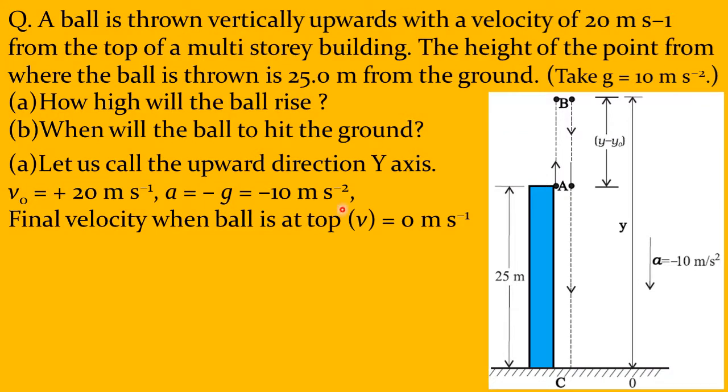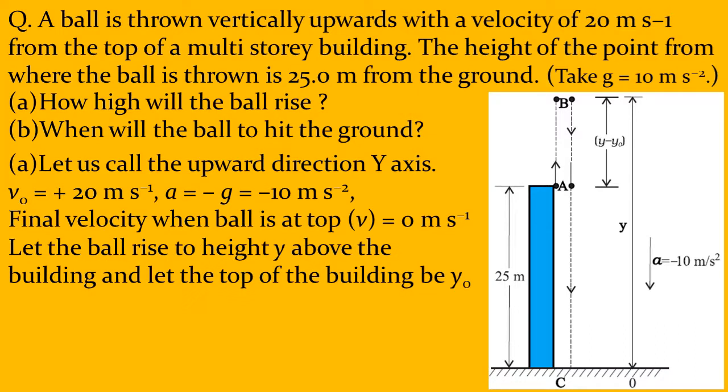The final velocity: the ball starts from here, it keeps going up, and at some point it doesn't go anymore. So the final velocity at the top is 0 meters per second. Let the ball rise to a height y above the building and let the top of the building be y0.